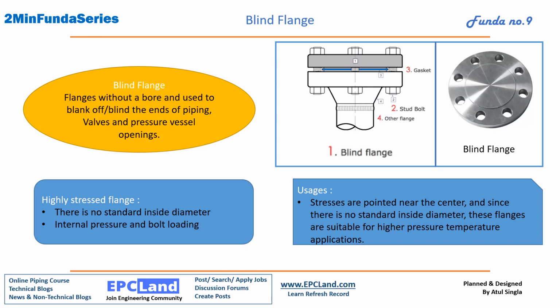Blind flanges. Blind flanges are without a bore and used to blank off or blind the ends of the piping system or valves or pressure vessel openings. So you will find this kind of thing to blind the items. Now if you see, this is a blind flange. Here it is, blind flange, point number 1.